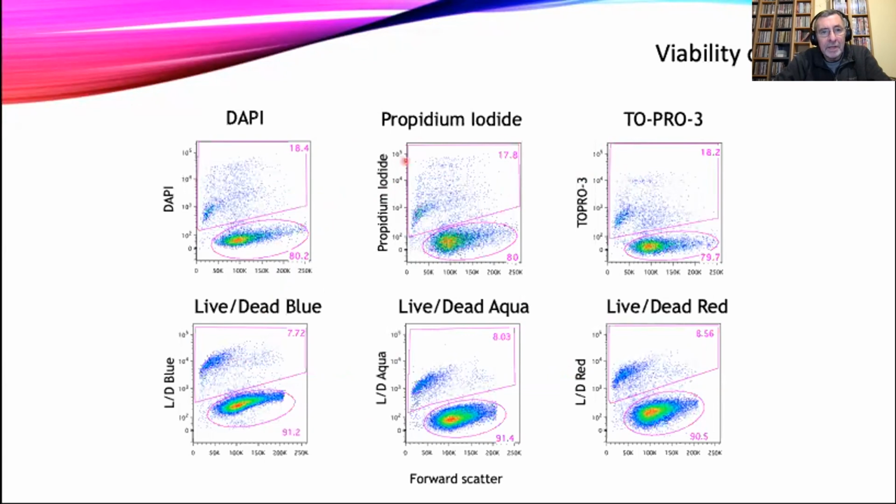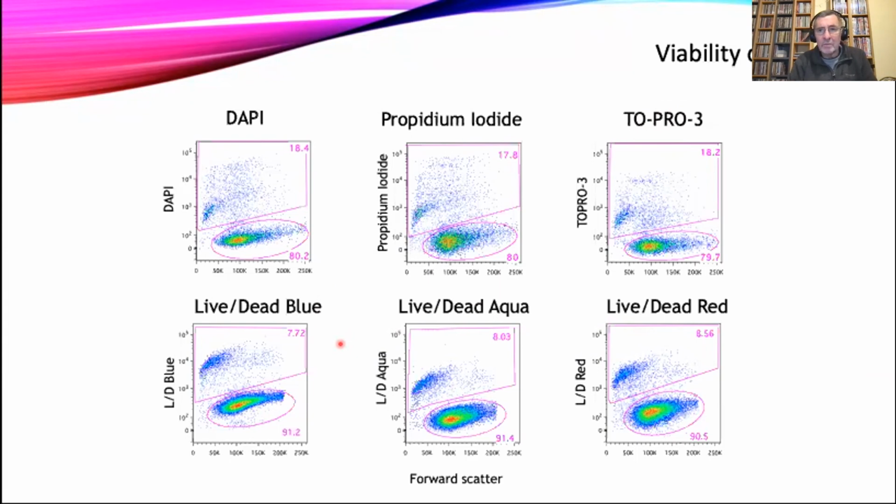So UV, blue or yellow in the case of propidium iodide, and red in the case of TO-PRO, or UV, violet and blue in the case of these live/dead dyes. But again, you can see it doesn't matter which of these protein binding dyes I use, I get pretty much the same percentage. So that's great in terms of panel design, because it means that I'm nearly always going to have a channel that I can fit one of these dyes in.